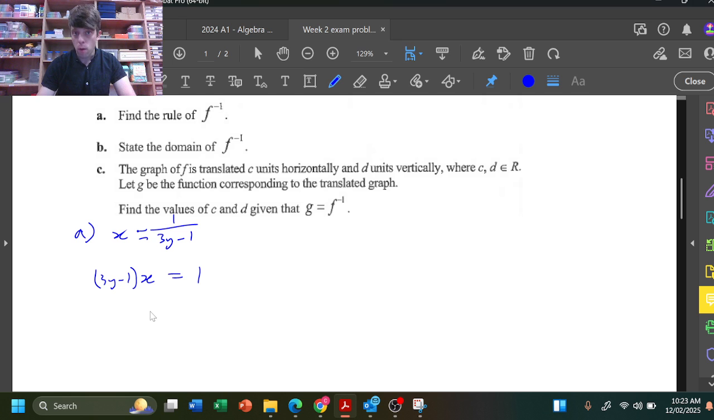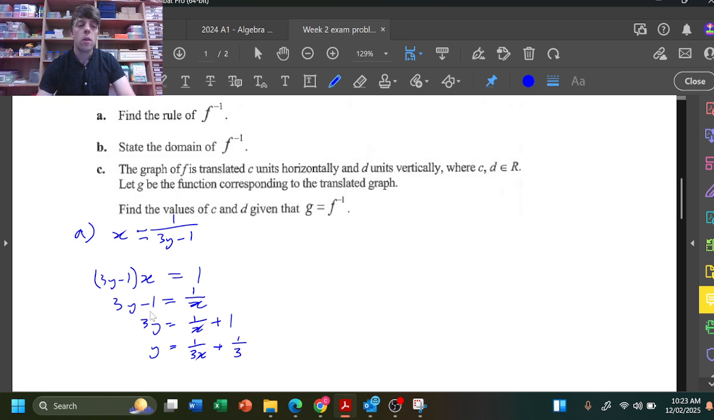So I've just multiplied this by 3y minus 1. Then we can divide both sides by x here. So we get 3y minus 1 is equal to 1 over x. And then we can add 1 to both sides. So 3y is equal to 1 over x plus 1. And then divide both sides by 3. y is equal to 1 over 3x plus 1/3.